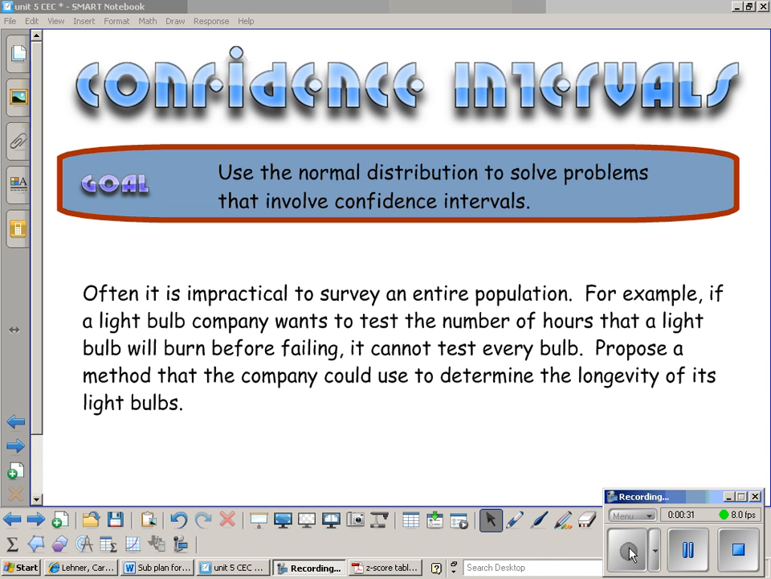We talked about this back in Math 9. They could use different sorts of samples. Maybe they pull off every 20th bulb that comes off the assembly, or every 50th bulb, or something like that. So they can't test the entire population, or they would never be selling light bulbs because they would be testing them all to burn out.